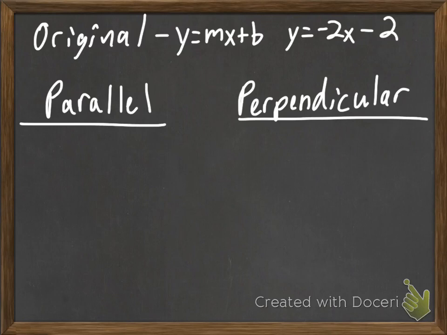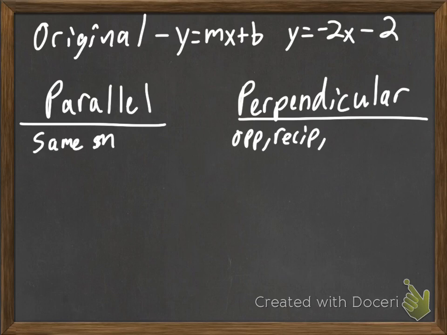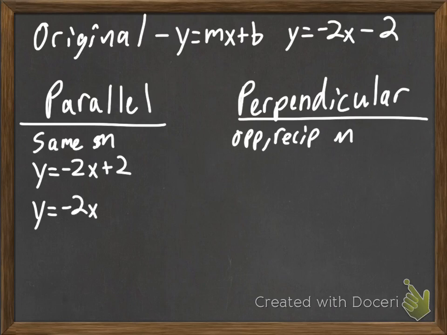So now we're going to use this to make our parallel and perpendicular lines. Remember that parallel has the same slope, so same m. Perpendicular has the opposite reciprocal m. So if our original is y equals negative 2x minus 2, all we have to do is rewrite this: y equals negative 2 multiplied by x. Because our slope is the same, we don't do anything to the m, but we do have to change our constant. That's why it's important to know the original, because you have to change that.